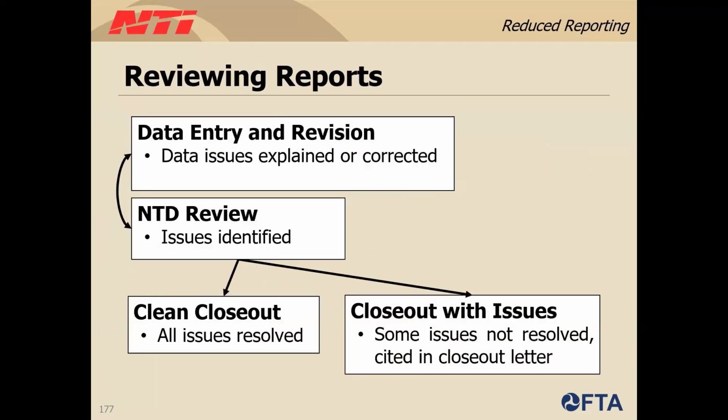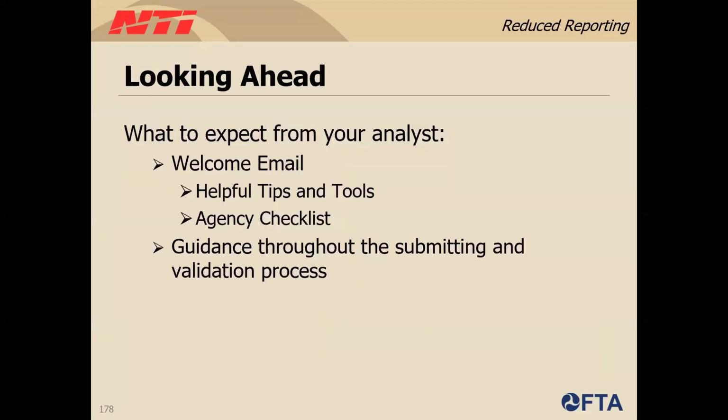It is typical for a report to go through a few revision cycles before being closed out. Your analyst will almost always return the original submission for data revisions or clarifications. Once the report is ready to be sent to FTA for approval, it will either be sent as a clean closeout, which means there were no issues with the report, or it will be a closeout with issues, which means there were some outstanding issues that could not be resolved prior to the report year closeout. The issues are cited in your closeout letter, and your agency will be expected to resolve them by the following report year.